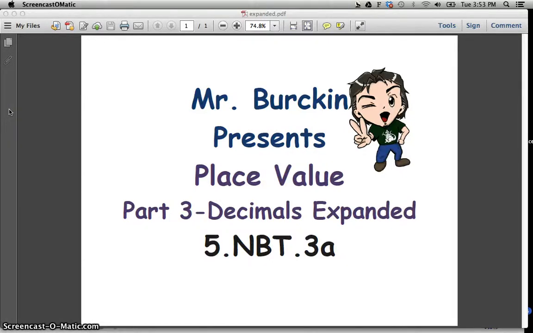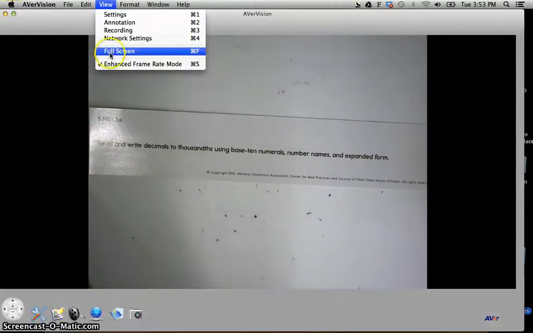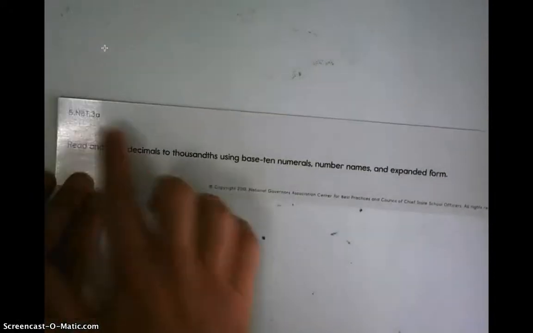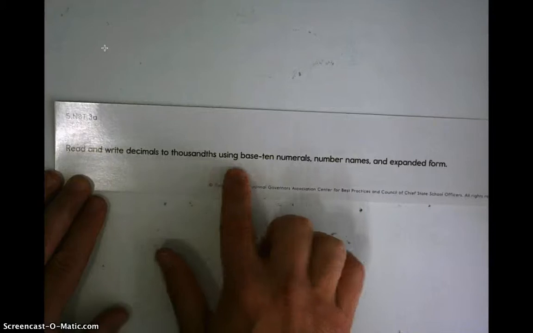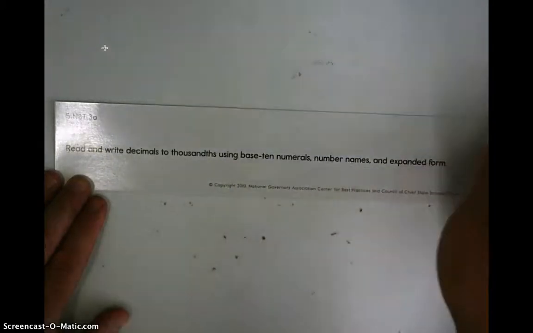Mr. Birkin presents Place Value Part 3, Decimals Expanded. And we're looking at Common Core Standard 5.NBT.3a. Alright, so first of all, let's take a look at what that standard actually says. 5.NBT.3a says, read and write decimals to the thousandths using base 10 numerals, number names, and expanded form.